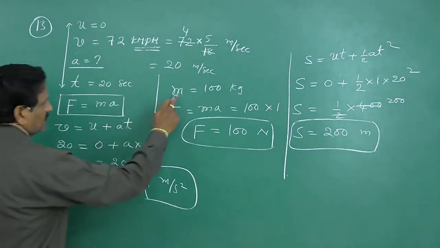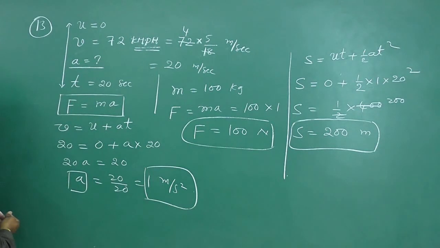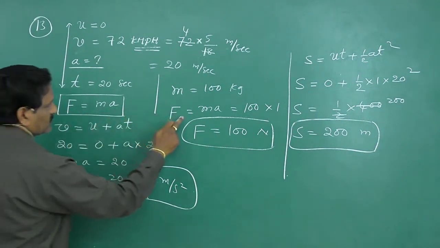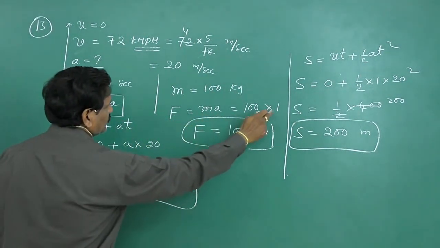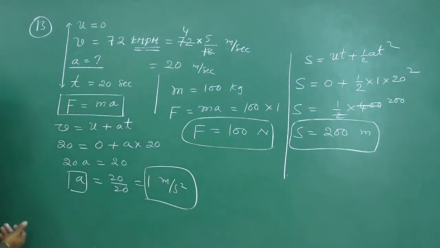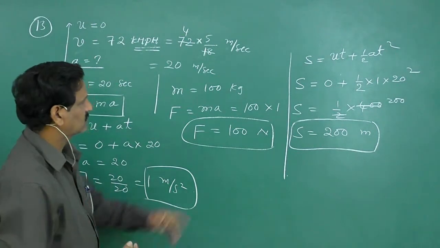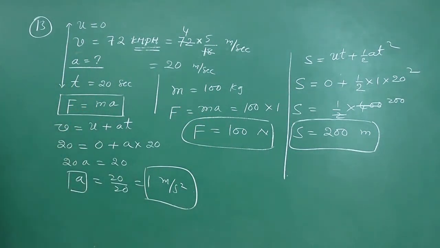And here the mass of the car is given as 100 kg. So, the force developed by the engine is F is equal to ma, which is 100 kg into 1, that is 100 Newton. Second part, distance covered. Distance covered is s equal to ut plus half at square. So, you get 200 meter. Next, 14th problem.